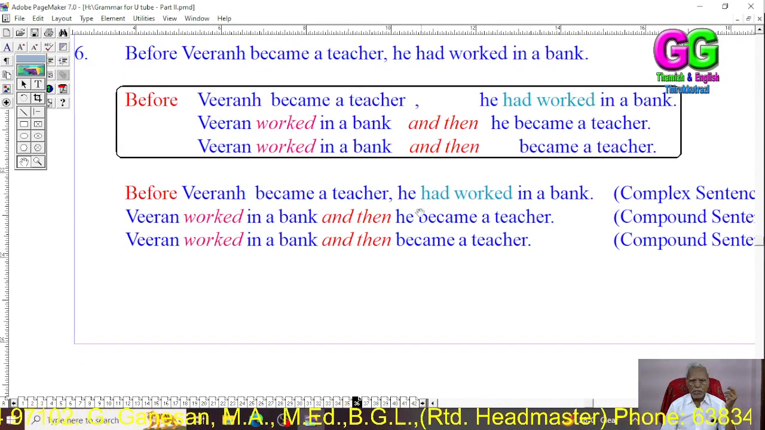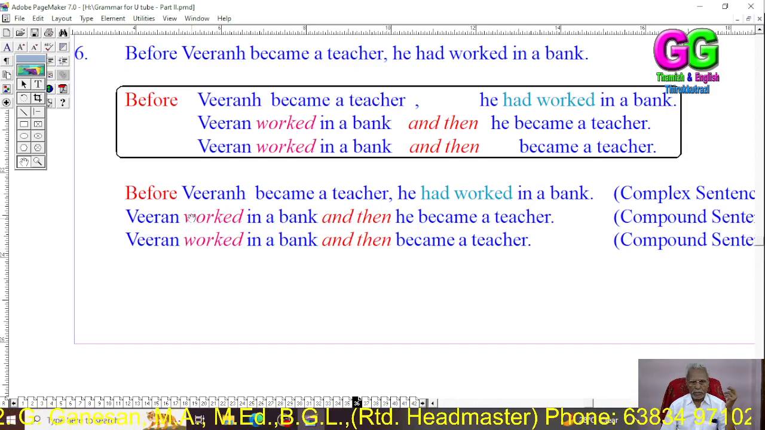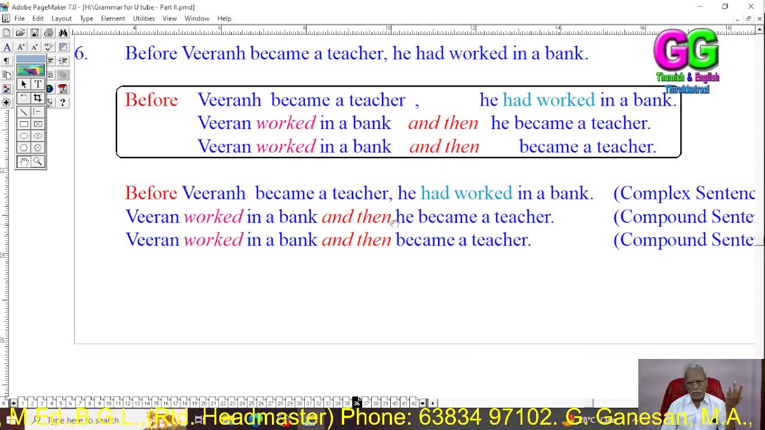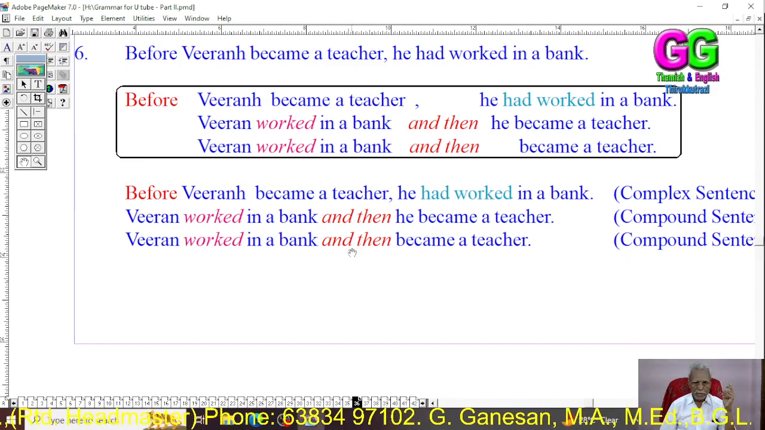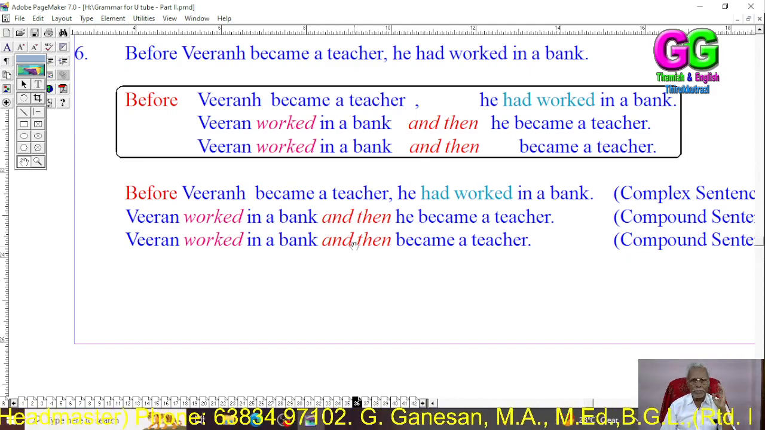Before Veeran became a teacher, he had worked in a bank, complex. Veeran worked in a bank and then he became a teacher. Veeran worked in a bank and then became a teacher. Here I have used the subject, here I haven't used the subject. But this way of expression is the better one.